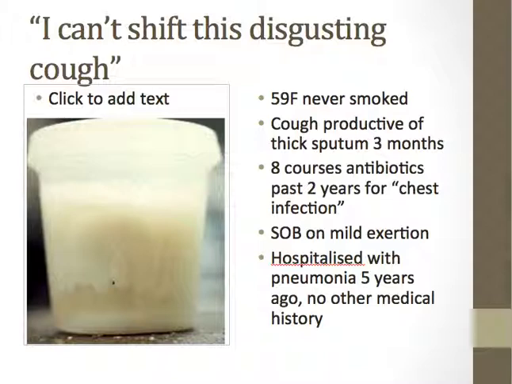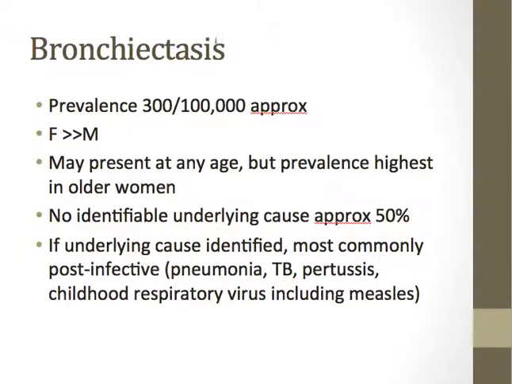You're, in this case, highly suspicious that she has bronchiectasis. Bronchiectasis has a prevalence of about 300 per 100,000, and women are affected far more often than men. It may present at any age, but the prevalence is highest in older women. No cause is identified in about 50%, but if a cause is identified, as it was, or at least a potential one in our case, it's most commonly post-infective after pneumonia, TB, pertussis or whooping cough, or any childhood respiratory virus infection, including measles.